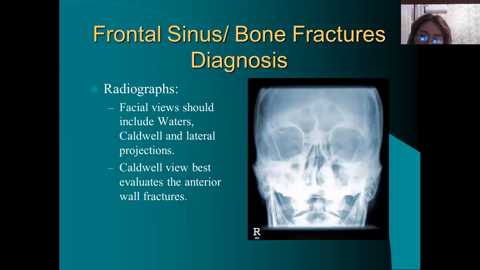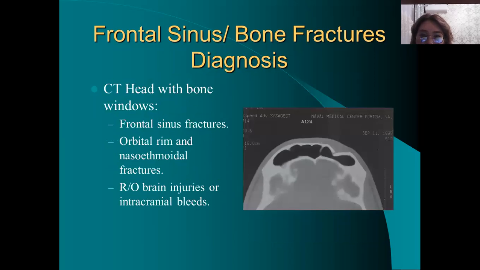Radiograph sinus views should include Waters, Caldwell, and lateral projections. The Caldwell view best evaluates anterior wall fractures. Frontal sinus bone fracture diagnosis: CT of the head with bone windows to evaluate frontal sinus fractures, orbital rim and nasopharyngeal fractures, brain injuries, and intracranial bleeds.